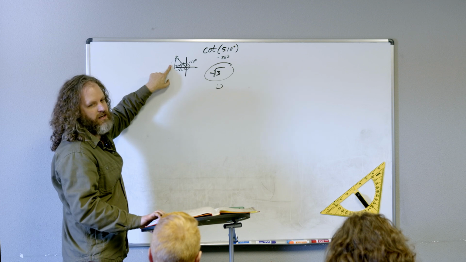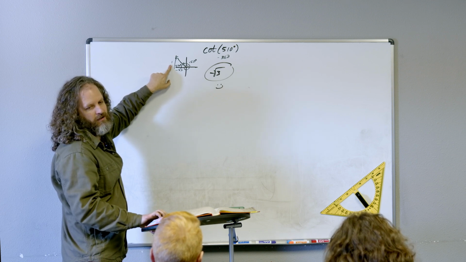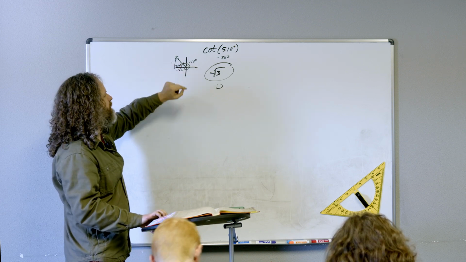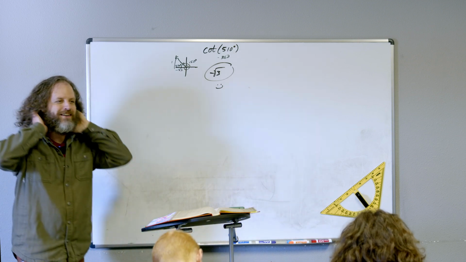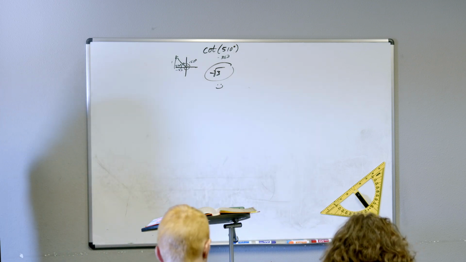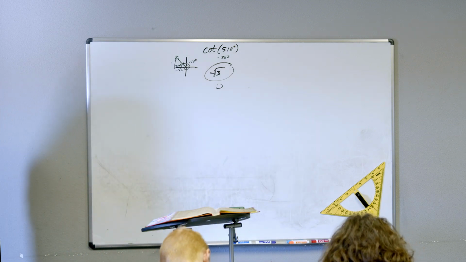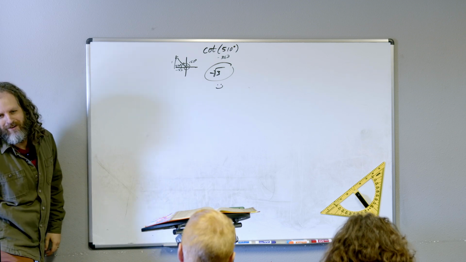Because it's a 30, 60, 90 triangle. The small leg is 1. The hypotenuse is 2. That's why they're special right triangles, because they're always the same. Well, they're special right triangles in this case because of equilateral triangles.